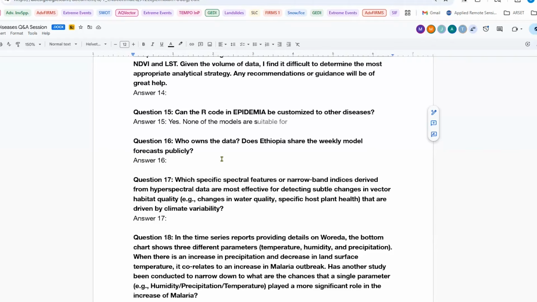Okay, thank you. Now, question number 16, and this relates to the work you did in Ethiopia. So who owns the data in Ethiopia? And does Ethiopia share the weekly model forecast publicly? So the first one, Ethiopia owns the data. In Ethiopia's federal system, the data, I believe, is actually owned by the regions, although it is sent to and collected by federal agencies like the Ethiopian Public Health Institute.